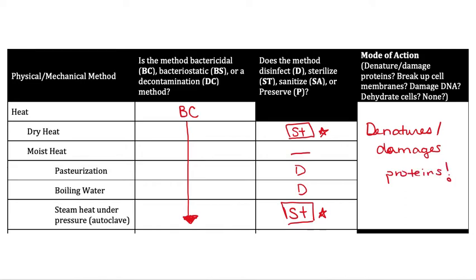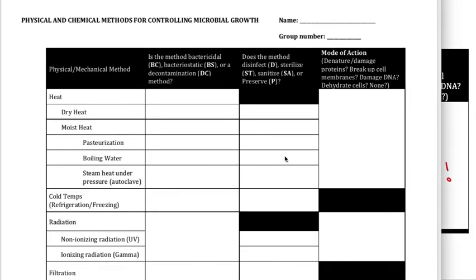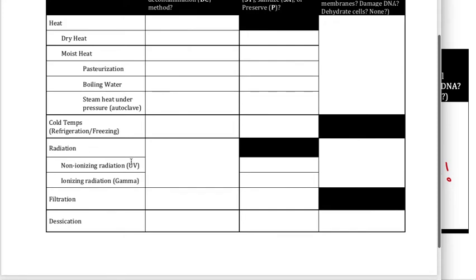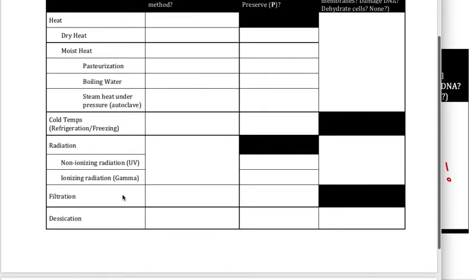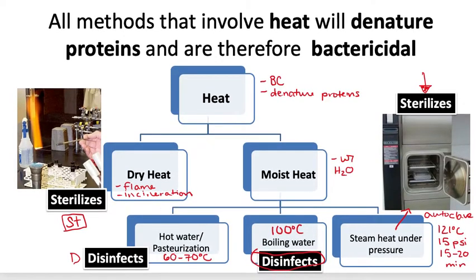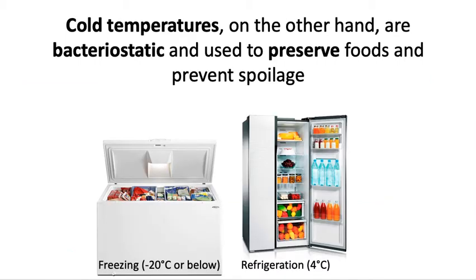Okay. So now what I want you to do is go through the remaining physical methods and fill out the rest of your chart for physical methods. So you don't just have heat, we'll have cold temperatures, we'll have radiation like UV and gamma radiation, filtration, and desiccation. I'll quickly walk you through some of this, but I'm going to be taking fewer notes. Feel free to pause as much as you like and take notes when you need to. And you'll also find that some of the notes are in the notes section underneath each slide. So there's more information there.